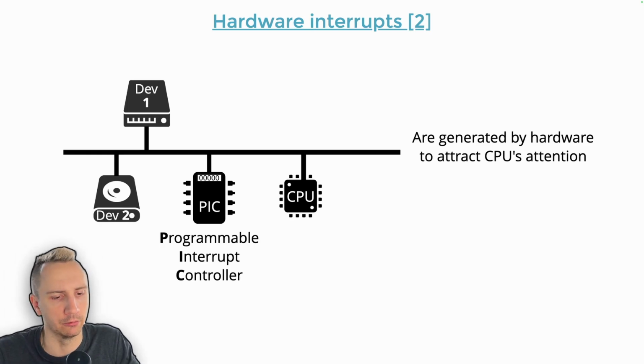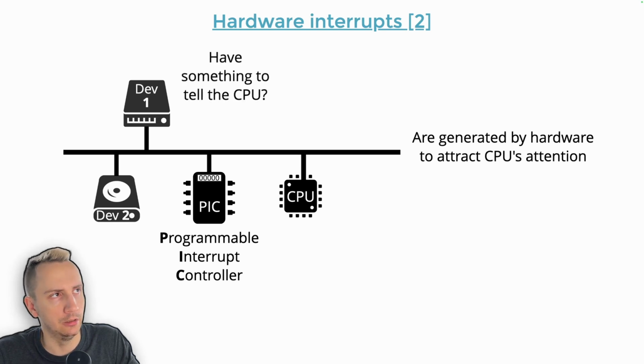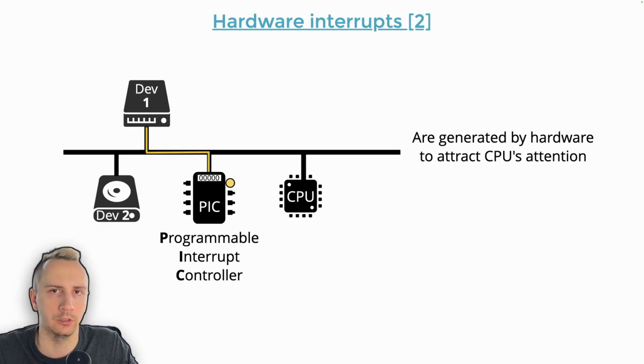Let's consider an example. Imagine we have a device, some sort of disk. It wants to tell something to the CPU, so it will send the signal to the PIC, Programmable Interrupt Controller. Let's imagine the CPU right now cannot handle the interrupt, so the PIC will save the interrupt in some sort of queue. And then another device also wants some attention from the CPU core, so it will send another signal to the PIC, which will also be saved there. And those signals will keep being collected into the queue on the PIC device.